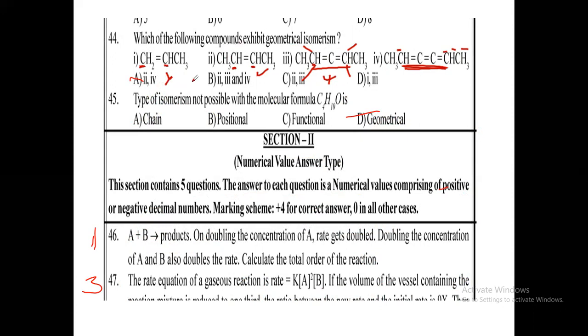Next, which type of isomerism is not possible with the molecular formula C4H10O? It is CnH2nO.